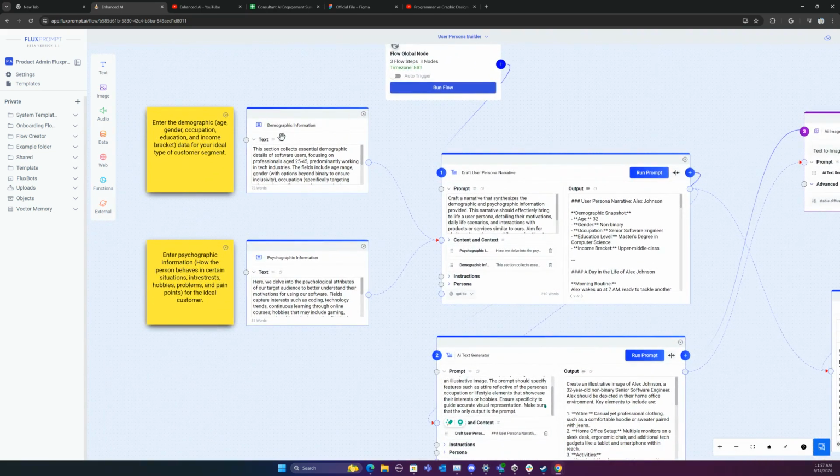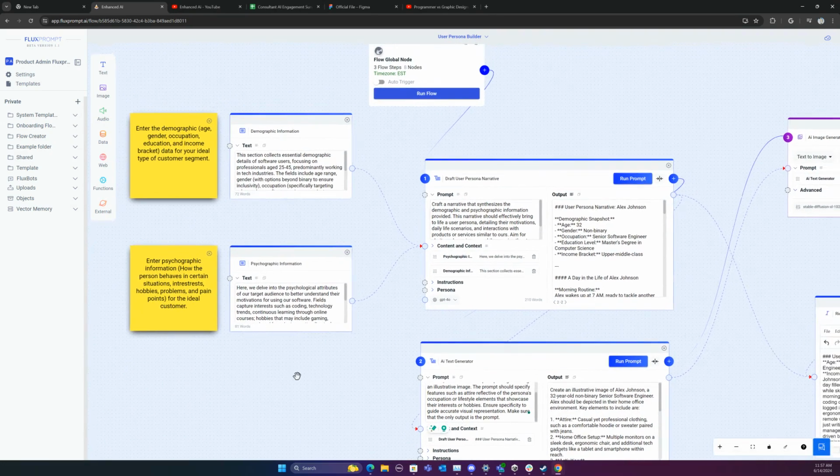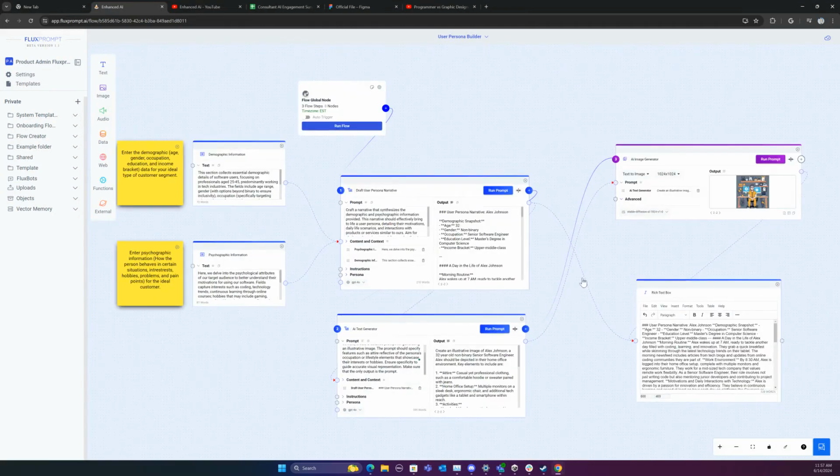So entering demographic information and psychographic information, things that you should have already been collecting in marketing and in sales to understand the customer. What this is going to do is create a fake person that you can talk about in meetings. And when you're marketing and selling to these people, you can ask, well, what does this person want? Right? What are they needing?